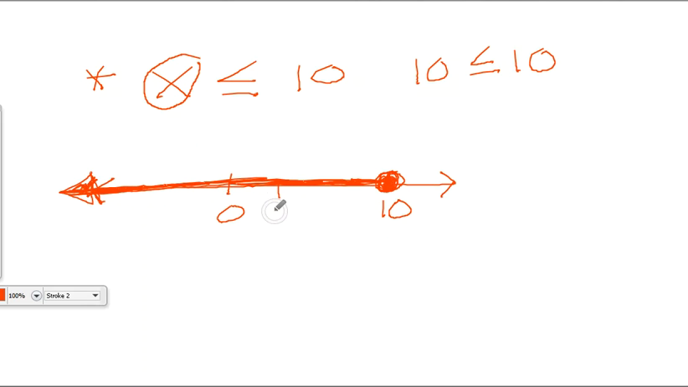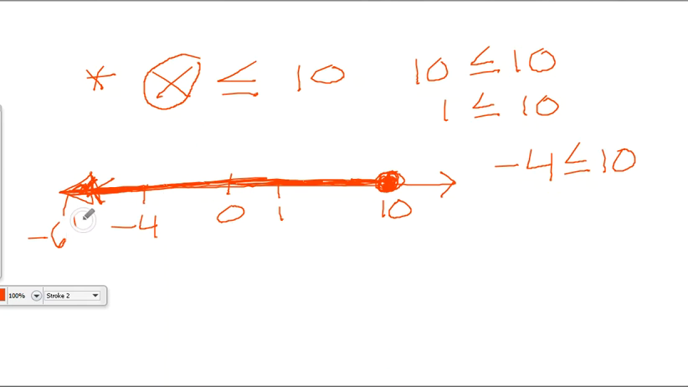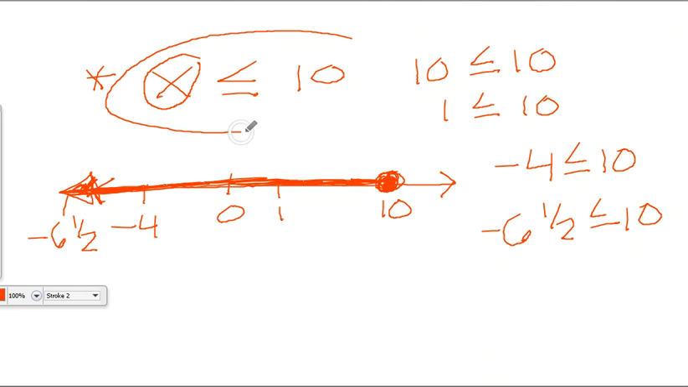So if we wanted to pick 1, 1 is less than or equal to 10. Maybe we wanted to pick a negative 4. Negative 4 is less than or equal to 10. Maybe we want to pick a negative 6.5. Well, we know that negative 6.5 is less than or equal to 10. So when we talk about our solution for this inequality statement, we just need to know that our solution can be more than one number. There's more than one possibility of numbers that we can plug in to make this true.